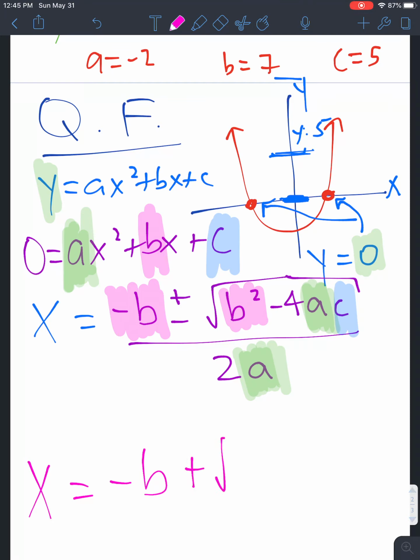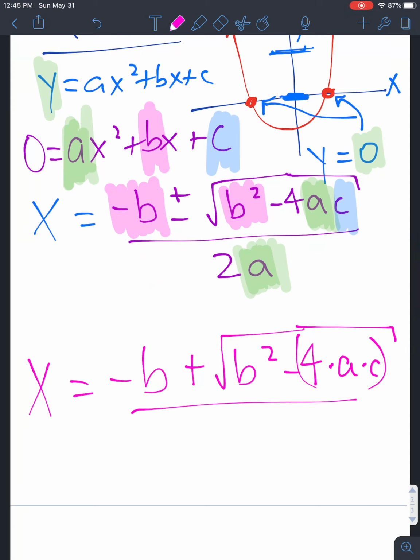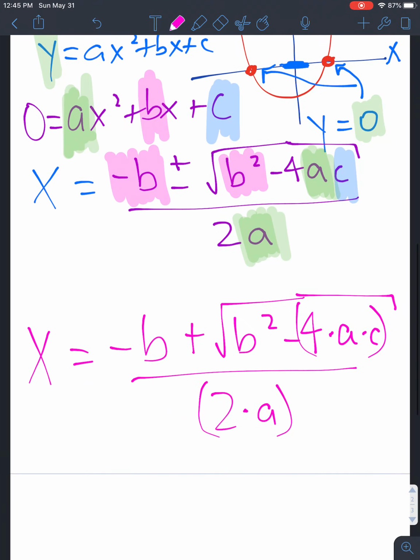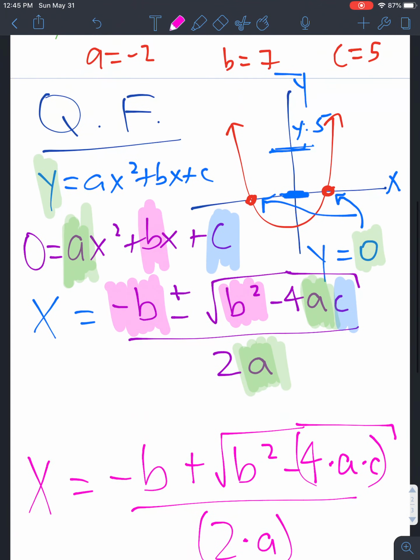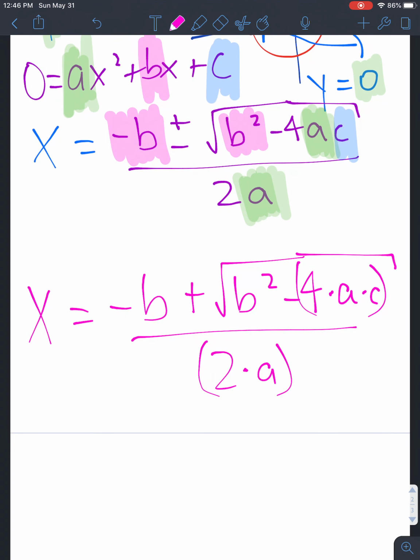So we have negative b plus the square root of b squared minus 4 times a times c. Make sure that you are always multiplying those together first, all divided by 2 times a. You see that this one looks slightly different than our original, and that's because of your solutions. You should always have 2 solutions. Well, not always, and I'll explain when you won't in another video. But you always have 2 potential solutions.